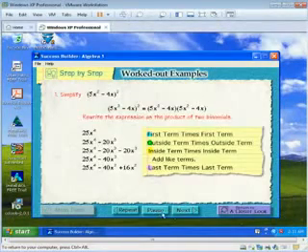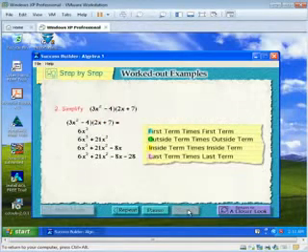The binomial is being squared, so we start by rewriting this as the binomial times itself. Then we just use the FOIL method. Notice that none of these are like terms. Therefore, we cannot combine them. We must write each term in the answer.